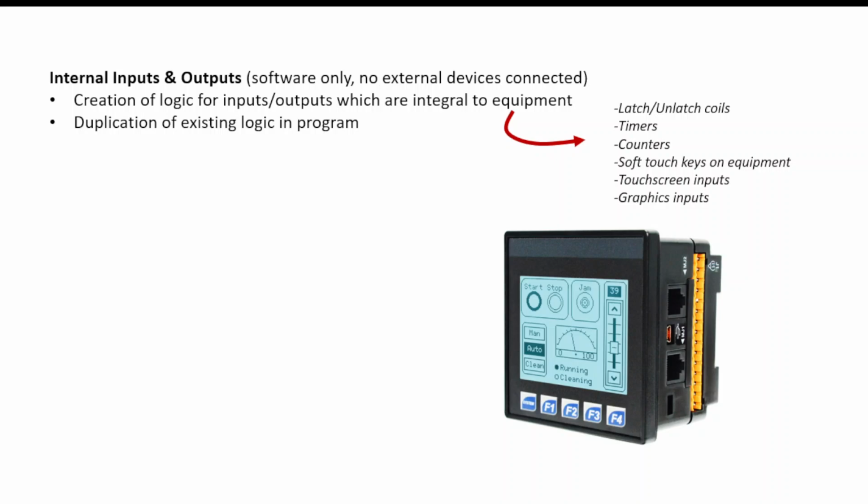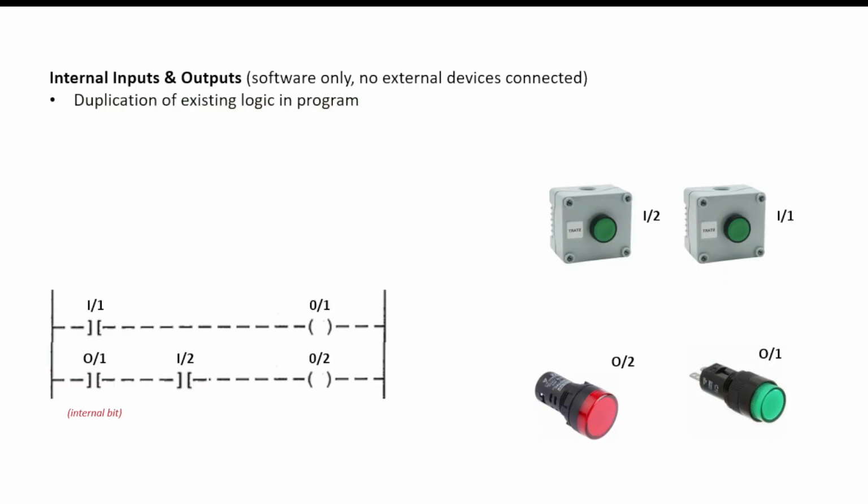Now, internal inputs and outputs can also be used as duplication of existing logic in a program. So that's another way that we can use it. So duplication of other existing logic would be things like this. We have 2 separate push buttons and 2 separate lights, input 1 and input 2. Now you can see output 1 right here is also duplicated here.